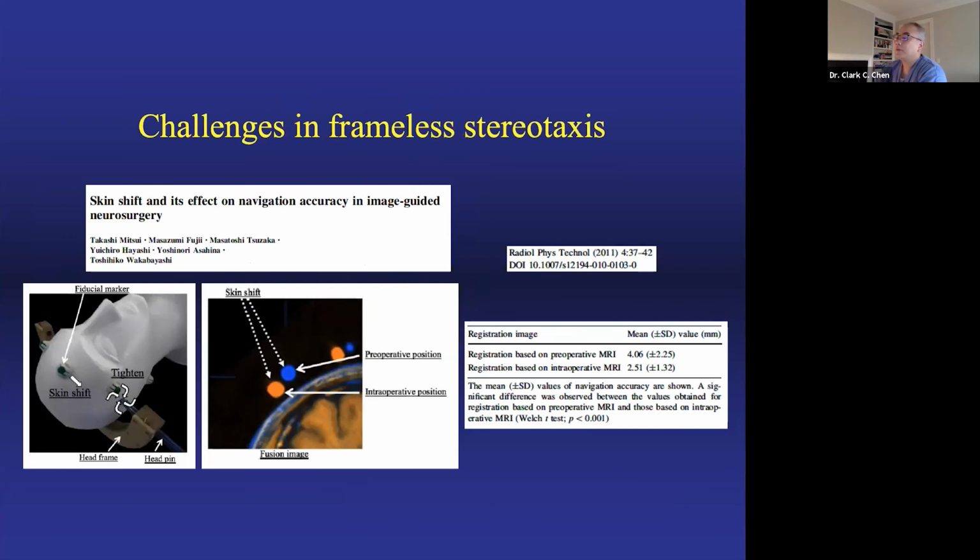Another issue pertains to the fiducials. This is a study done by Dr. Wakabayashi's group, where they show, and we all see this in our real practice, that if your fiducial or the site of your registration is close to your pin site, there's distortion. And if your fiducial is distorted, if your known geometric location is distorted relative to your unknown, of course your unknown will also be shifted, right?